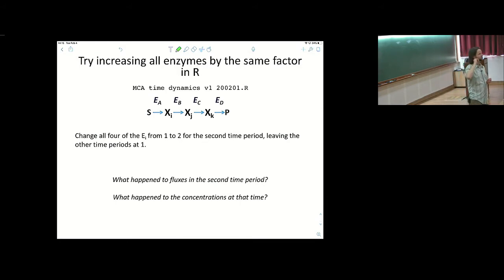But keep in mind your guess, what you thought was going to happen. We already answered it for flux. Flux is going to double. But what's going to happen with the rest? With the concentrations?